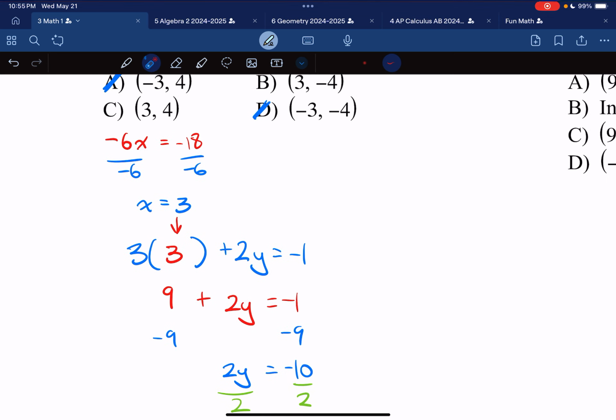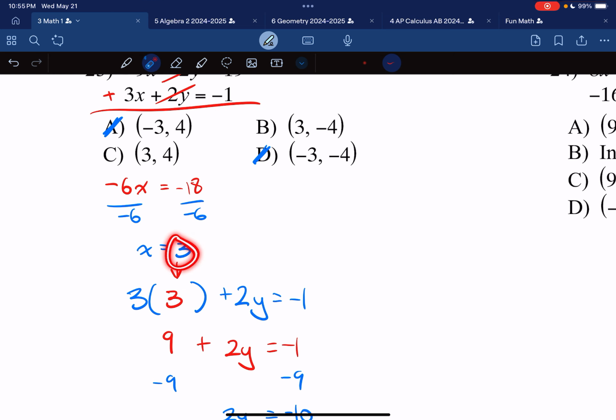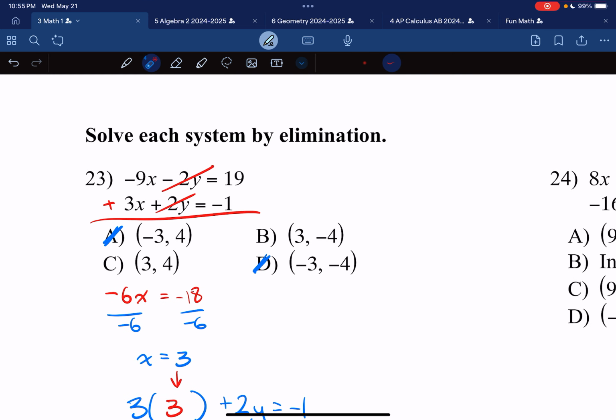Interesting. Maybe I made a mistake back here. Maybe it was a negative 3 instead of a positive 3. Let's go through the math once again. Yep, that's where I made the mistake. That was very silly of me. In my very first step, I said that negative 9x plus 3x is negative 6x. That was correct. And I also said that 19 plus a negative 1 was a negative 18. I took the sign of the smaller number. I'm supposed to take the sign of the larger number. The larger number here is not a negative. It should have been a positive.